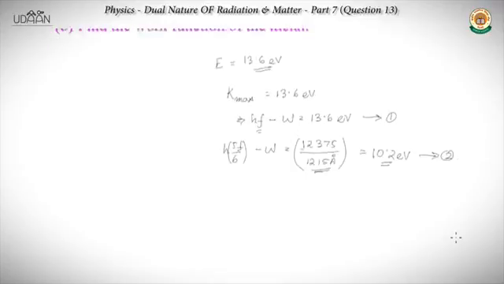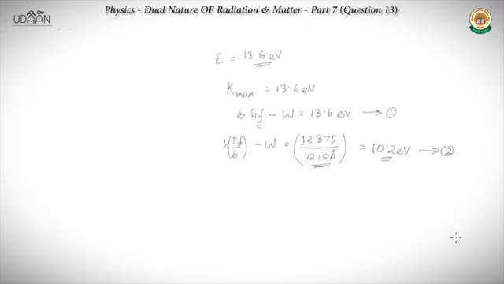So what we have done so far is found two equations: the first one for frequency f, the second one for 5 by 6 f. With this we can proceed by subtracting the equations, because the work function gets cancelled. 1 minus 2 gives us h into f by 6, since f minus 5f by 6 gives f by 6. Subtracting these two, we get 3.4 electron volts.